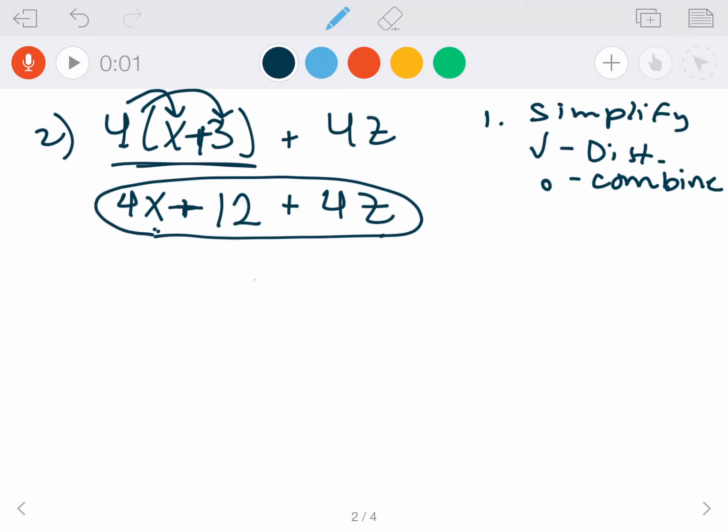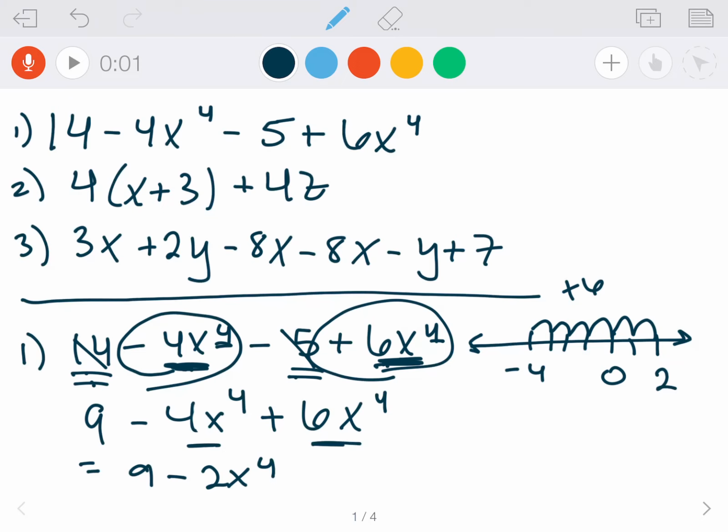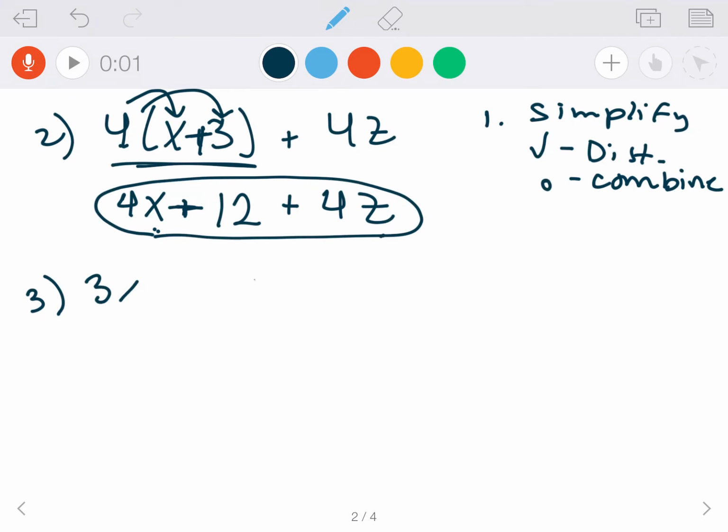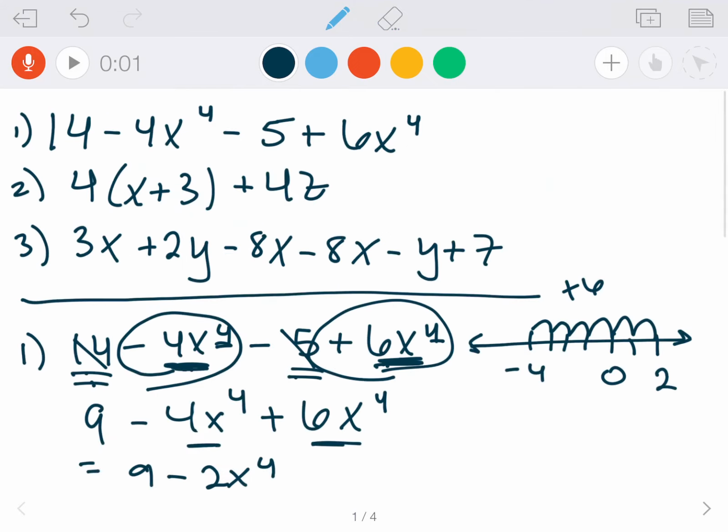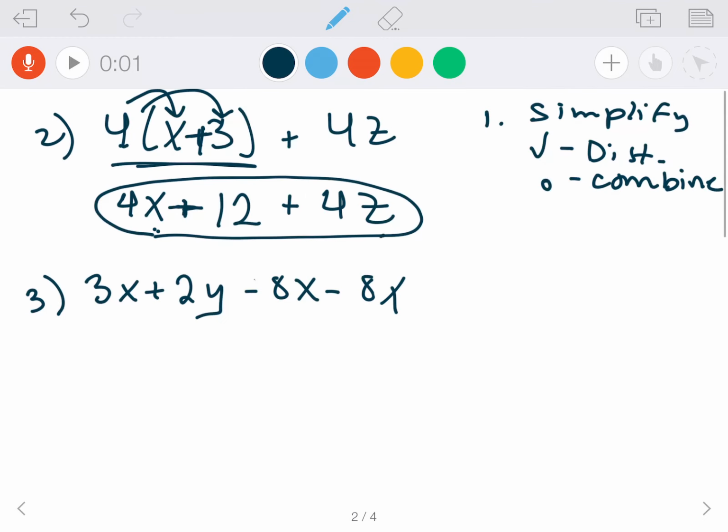Okay? So let's go to our third one. What do we have? 3x plus 2y minus 8x minus 8x. I'm not sure if this is right or not. So again, if I'm wrong, let me know and I'll walk through a different problem. 8x minus y plus 7. Make sure this is clear. So I'm writing on my tablet to make sure you can have the video.